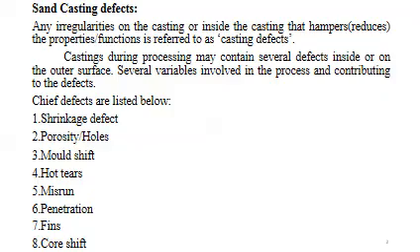What is a shrinkage defect, what are its causes, how is it controlled, and what is the remedy? We can study that in detail. Second is porosity or holes or cavity in the component. Third is mold shift. Fourth is hot tears, and then misrun, penetration, pins, and core shift. These are the main defects after completing solidification, and these are the defects that occur in the component.